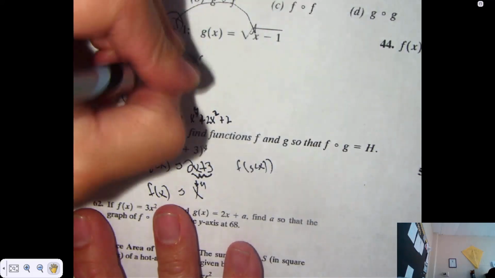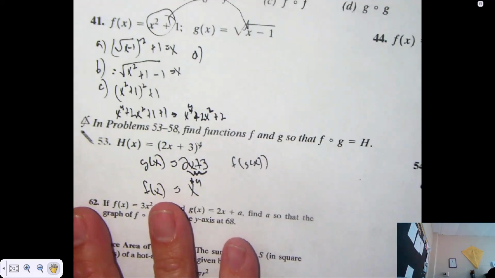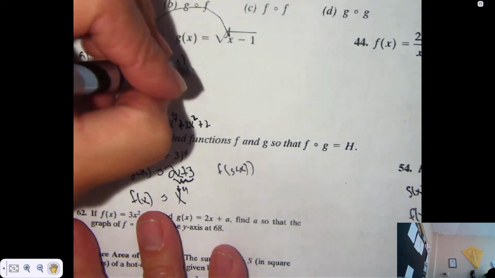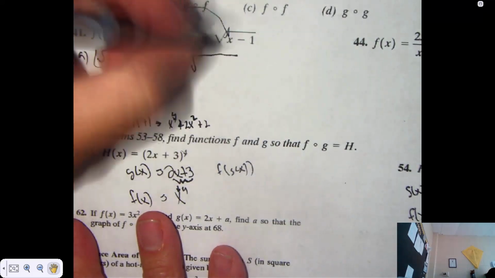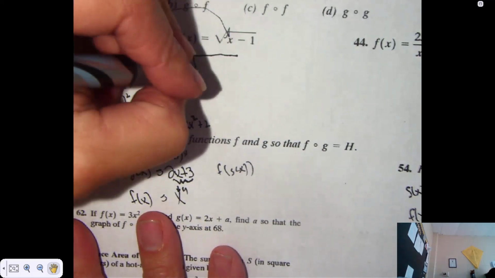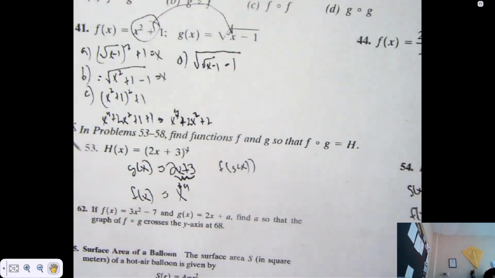And let's see, D is probably not going to be anything you can really do anything with. You've got a square root. You're going to replace that x with the square root of x minus 1, and then you take away 1. That's a nested radical. Unless it's equal to something, there's nothing you can do with it. Like if it equaled 2, I could square both sides, right? But it's not equal to anything, so there's nothing you can do with it.